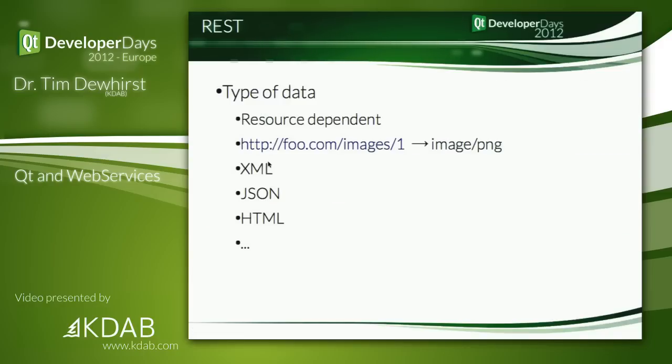Types of data. It's obviously very, very resource dependent. What you'll get back is a MIME type that tells you what the data is. So following on from the example, foo.com images 1 is going to return to you an image, PNG or JPEG or something like that. It can be XML, it can be JSON, it can be HTML, it can be raw text, it can be pretty much whatever you want. But there'll be an accompanying MIME type that will tell you something interesting about the information so that hopefully you have a chance to do something useful with it.